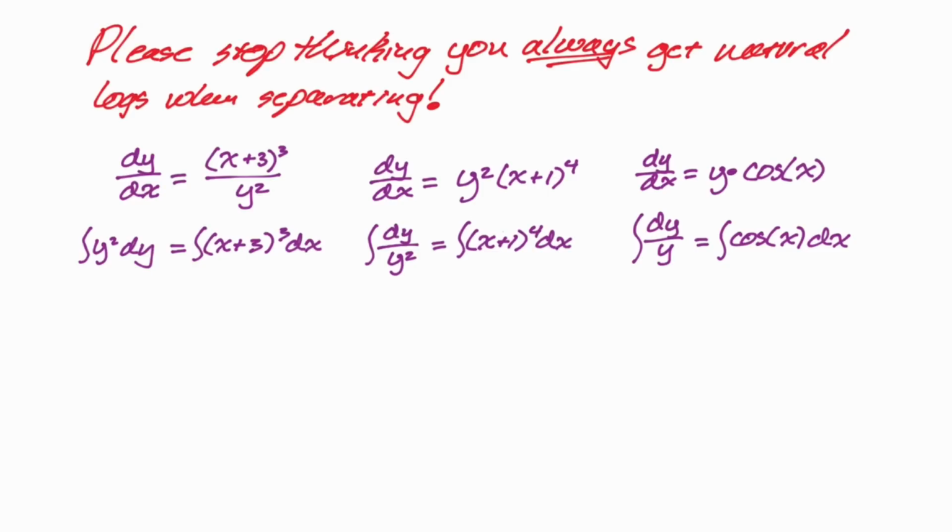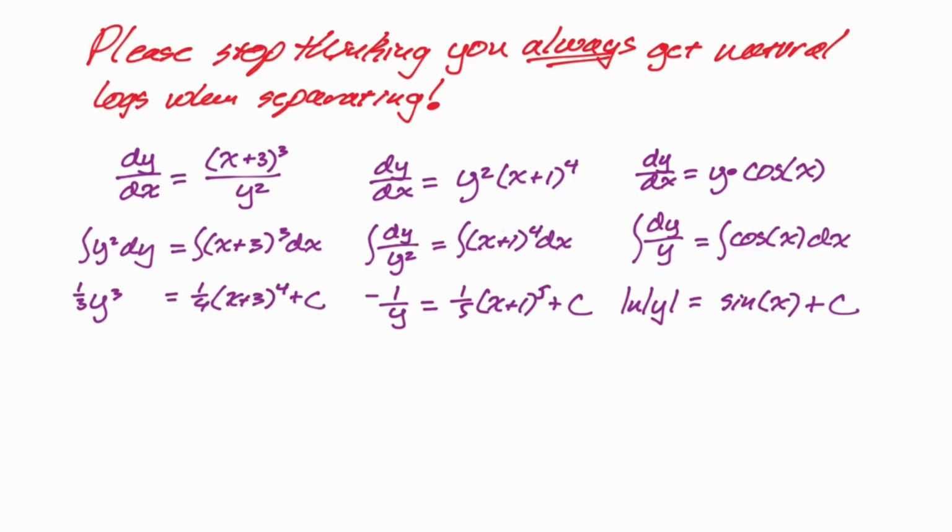So now I'm just going to do all the antiderivatives. I didn't really check my work on this, but I'm pretty sure that I'm right. So we get 1/3 y cubed equals, integrate on the right. We get negative 1 over y. We get negative y to the negative first, right? Because you have y to the negative second plus 1 times the reciprocal. We get this. No natural logs have shown up. And then on the last one, we have the natural log. The absolute value of y is sine of x plus c.